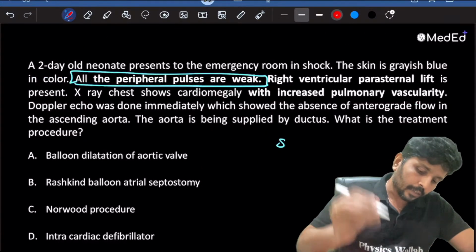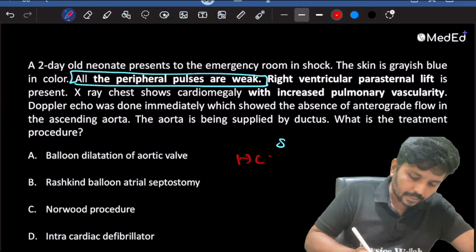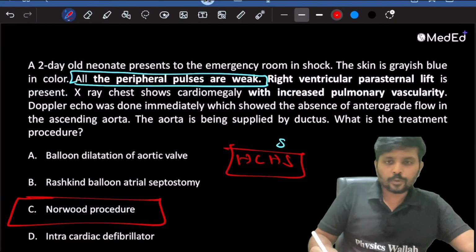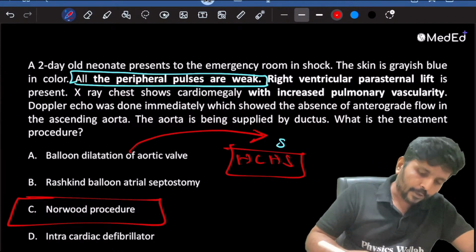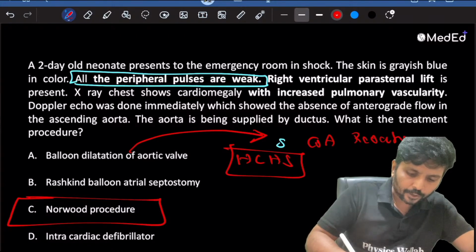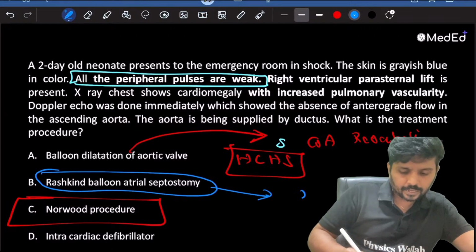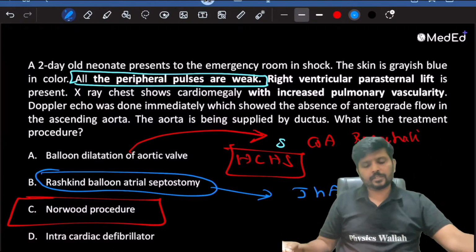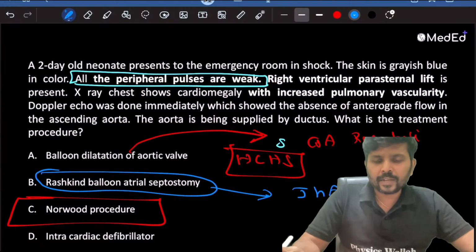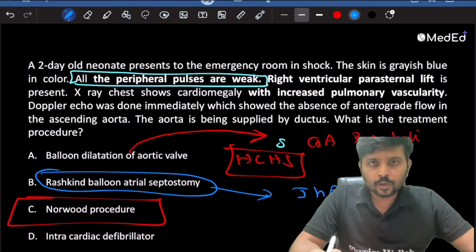So here the clue is, look at this. All four peripheral pulses are weak. So this is a case of hypoplastic left heart syndrome. And the treatment of choice is Norwood procedure. Balloon dilatation of aortic valve is done in coarctation of aorta, that is recoarctation of aorta. Whereas Rashkind balloon atrial septostomy is done in transposition of great arteries, where since there is no mixing of blood between the right and left sides, you will create an artificial hole in the atrial septum.